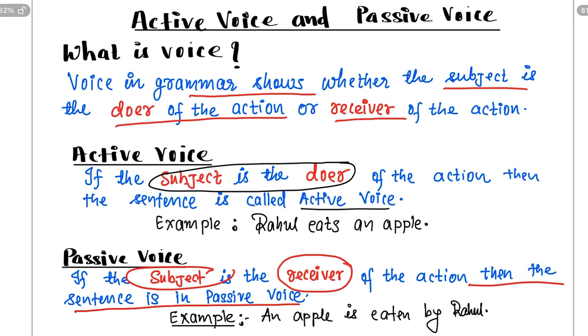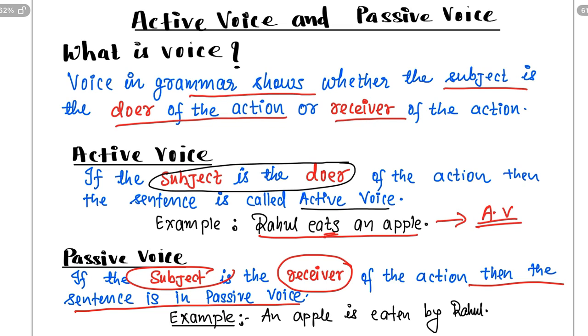Let me make it easier to understand. In active voice, the subject is the doer. You can say performer of the action. Means the subject performs the action. Subject does the action. For example, here is a sentence of active voice. Rahul eats an apple. So here the verb is eat. So who is eating the apple? It's Rahul. So Rahul is the subject and he's performing the action. That's why this sentence is in active voice.